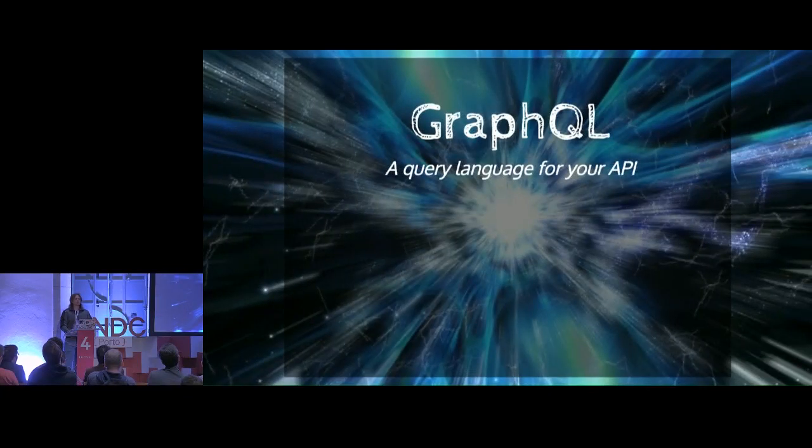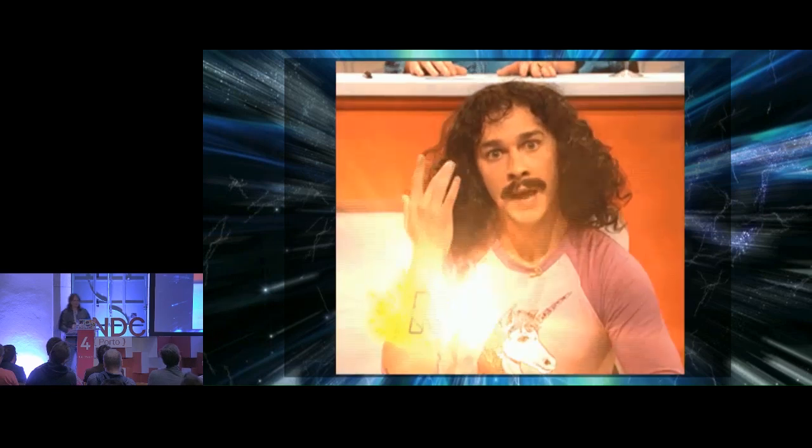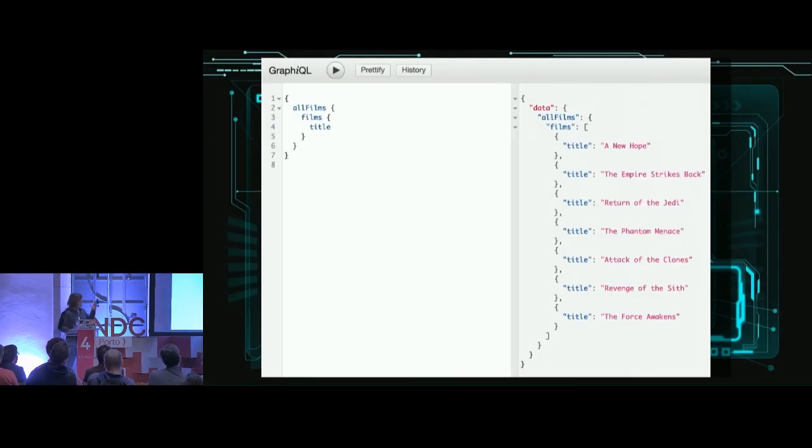So what is GraphQL, right? GraphQL is a query language for your API. And it basically works like magic, right? So that's how it looks. It looks pretty much similar to JSON, but it's not. Notice we don't have colons here. We have some domain-specific language for querying the data.